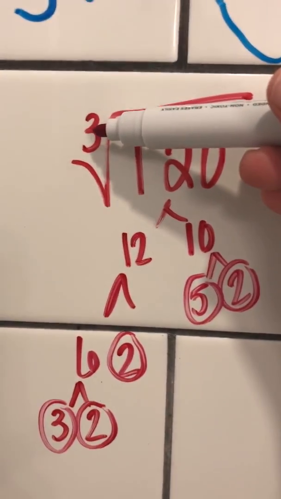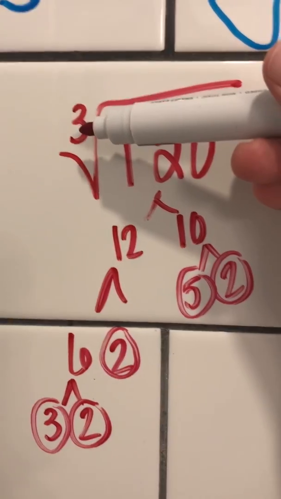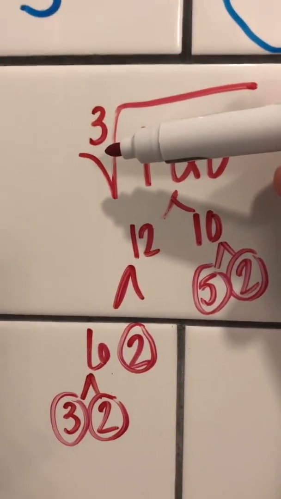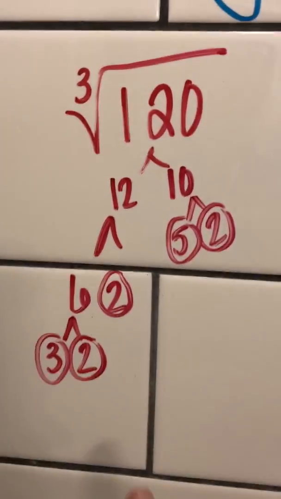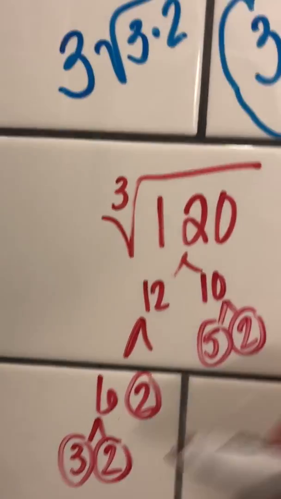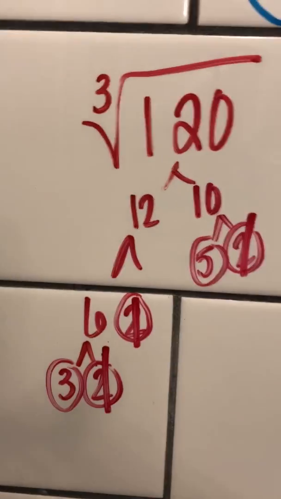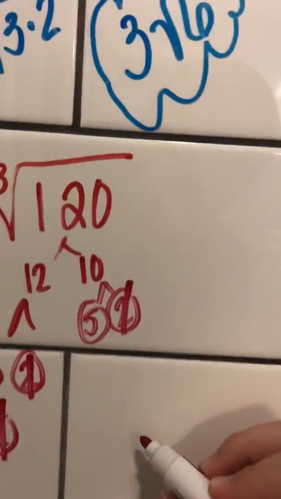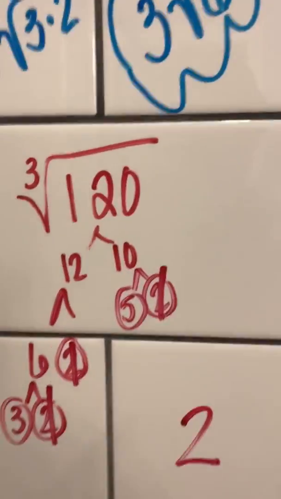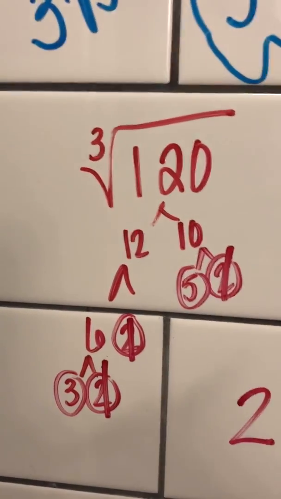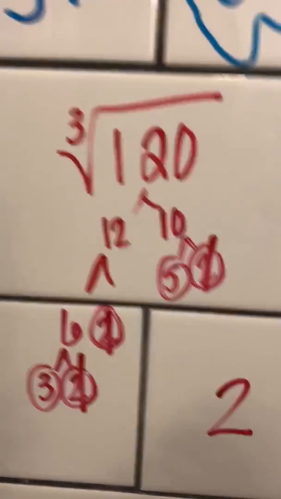When that index number is a 3, that means I need to find 3 of a kind to play outside. So I'm going to come down here and I see 3 2s. I'm going to cross them off. 1, 2, 3 of them. Because there are 3 of them, they can play outside.